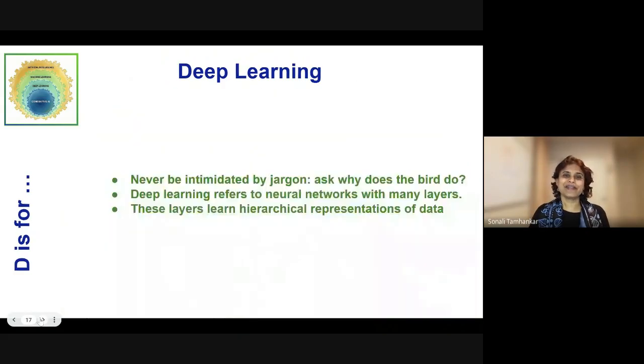So here are our takeaways for D. Most important, your lived and domain experience matters. Forget the jargon. Always think about what the bird does. And then we talked today about AI as the broad umbrella term, and within it, deep learning refers to neural networks with many layers. And these layers act like the visual cortex, learning hierarchical representations and finding sophisticated patterns in data.